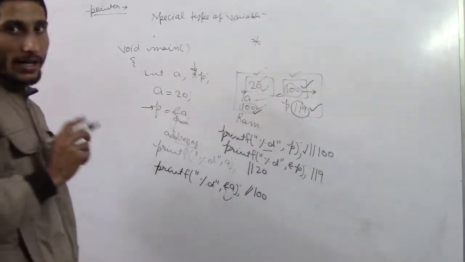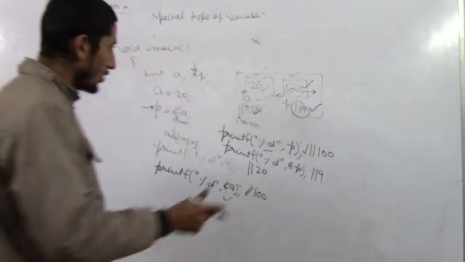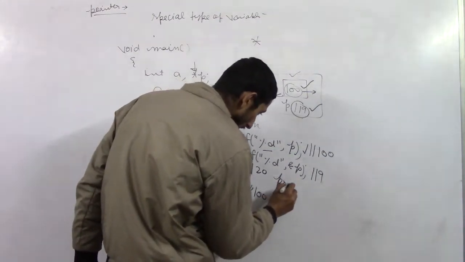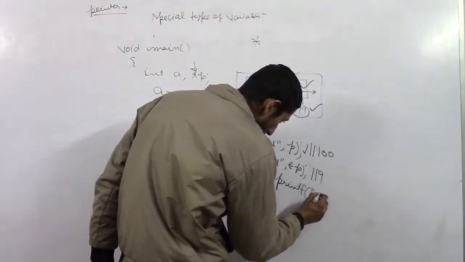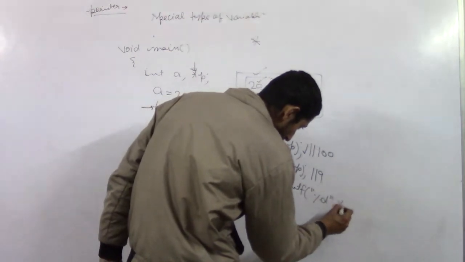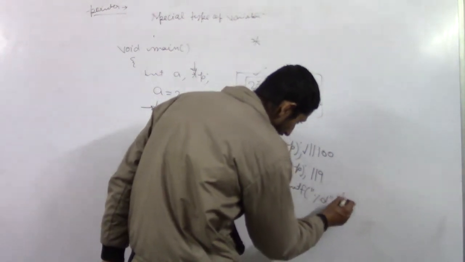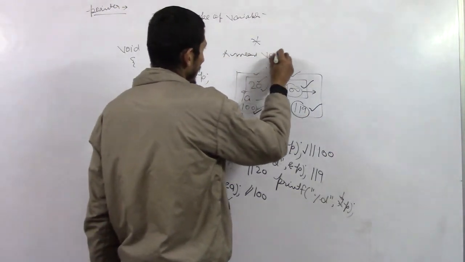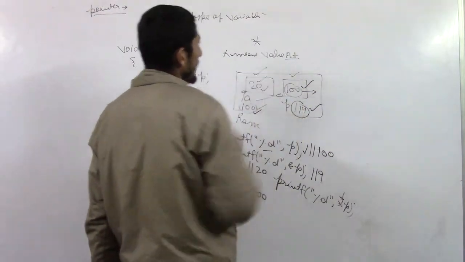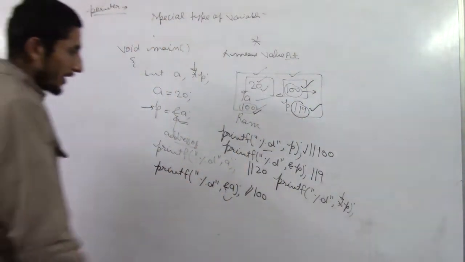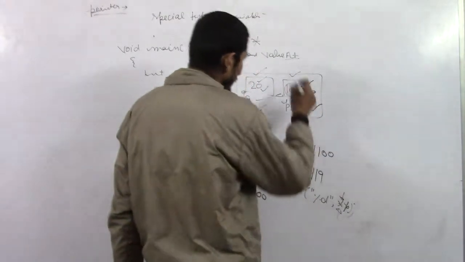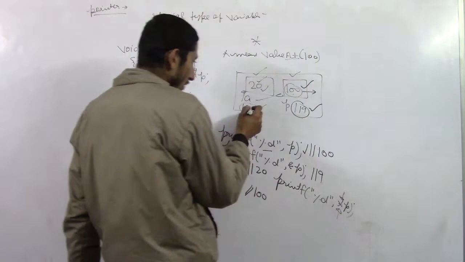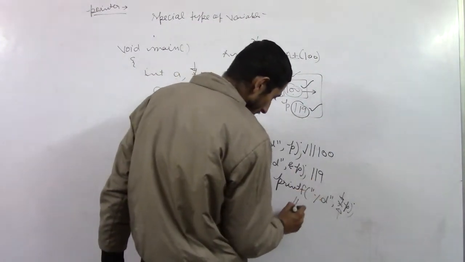Okay. Now I have a question. Can I print the value of a with the help of p? Yes, we have a method. If I write printf %d and that is the sign star. Star means value at. So I have print star p. So it becomes value at p. What is p? 100. So what is the value at 100? The value at 100 is 20. So it will print 20.